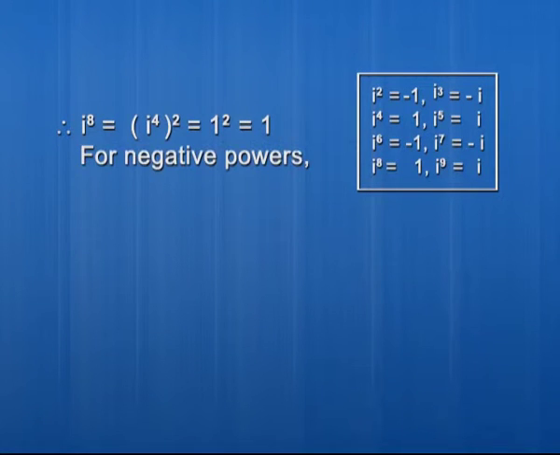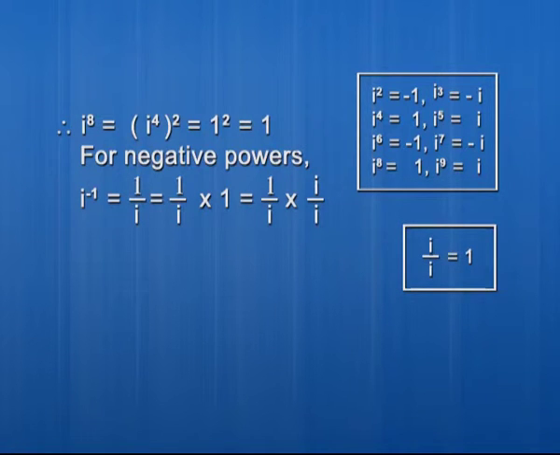Now let us see what will be the values of powers of i for negative powers. For example, if I take the power as minus 1, then i to the power minus 1 can be written as 1 upon i. It can further be written as the product of 1 upon i with 1. Now, 1 can further be written as i upon i. So, we replace 1 with i upon i, which gives us i upon i squared, and substituting the value of i squared, we get i upon minus 1, which finally gives minus i. It means that the value of i to the power minus 1 is minus i.